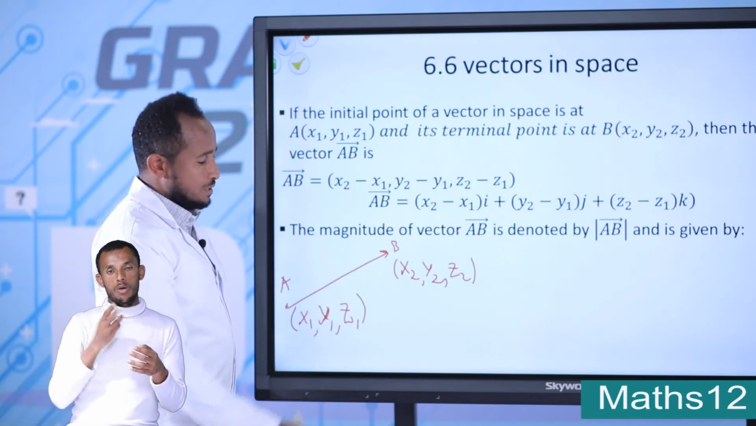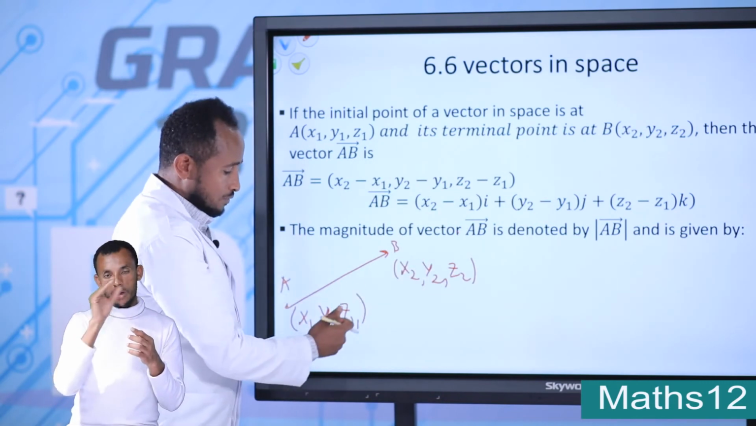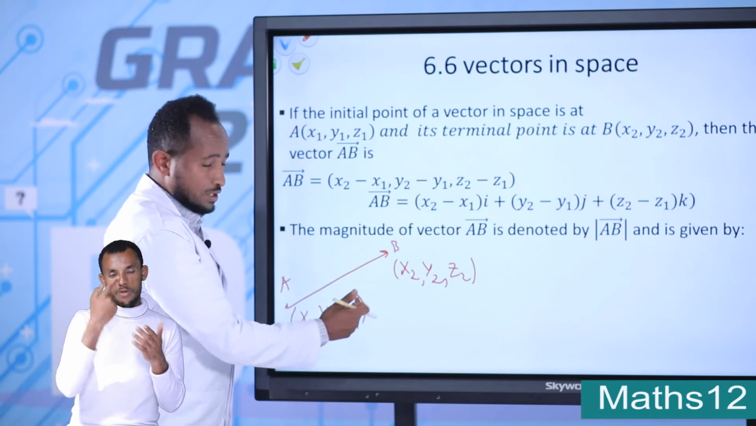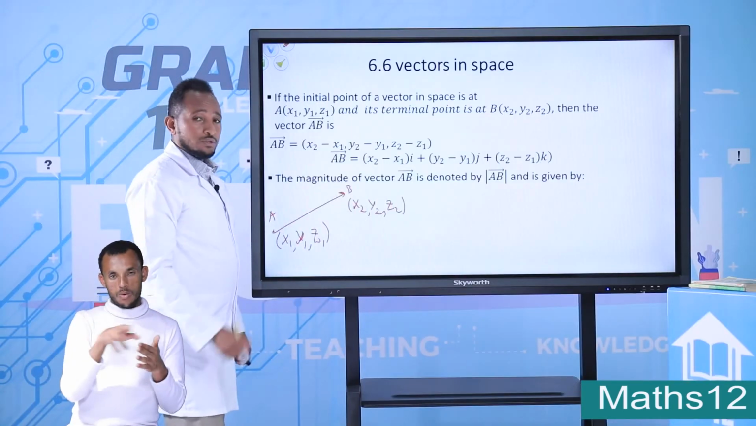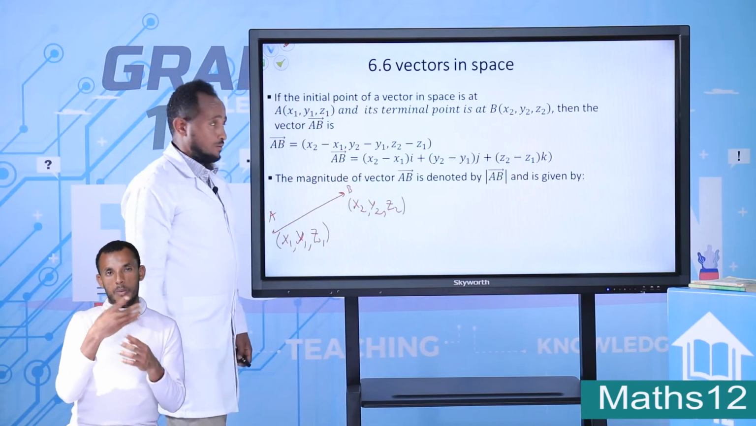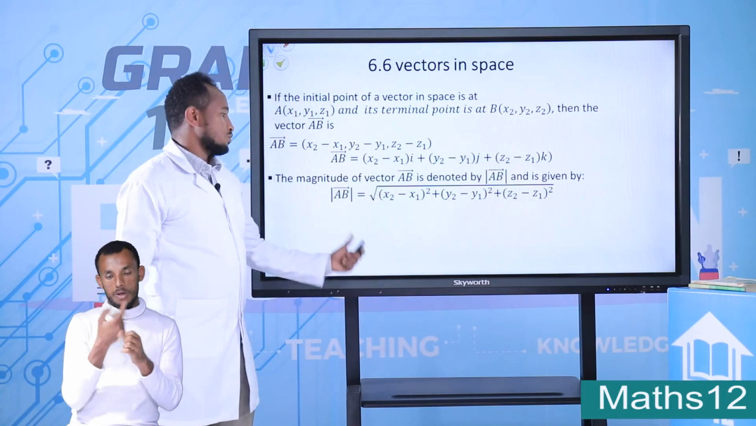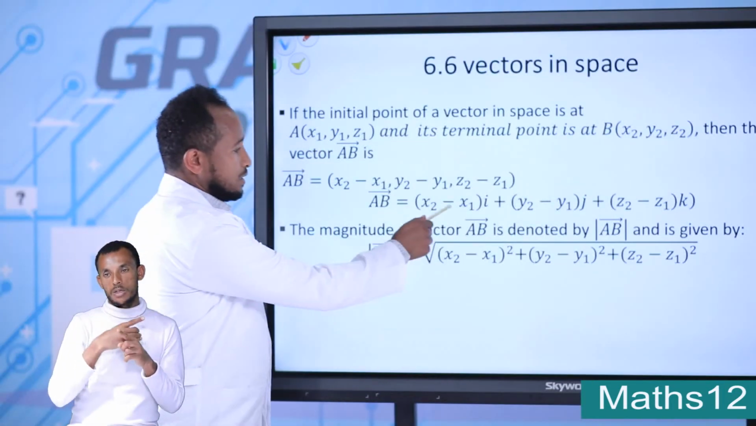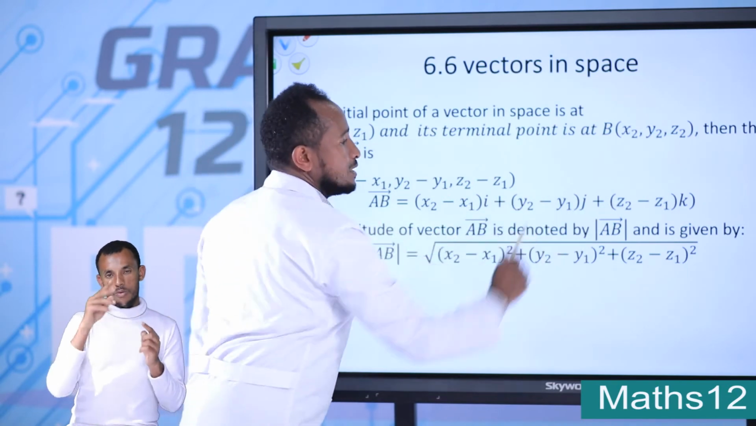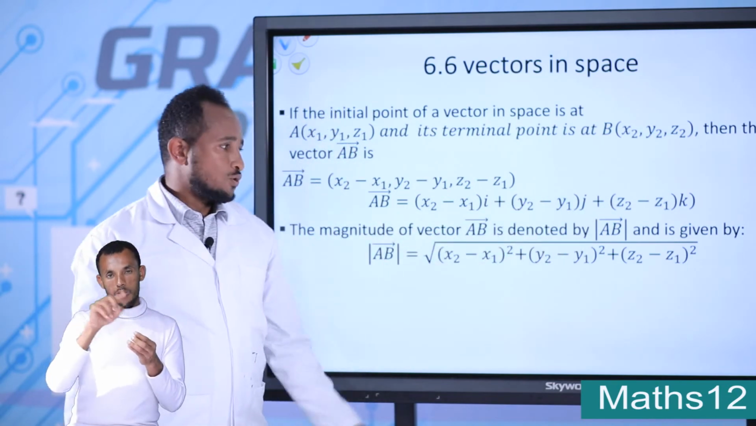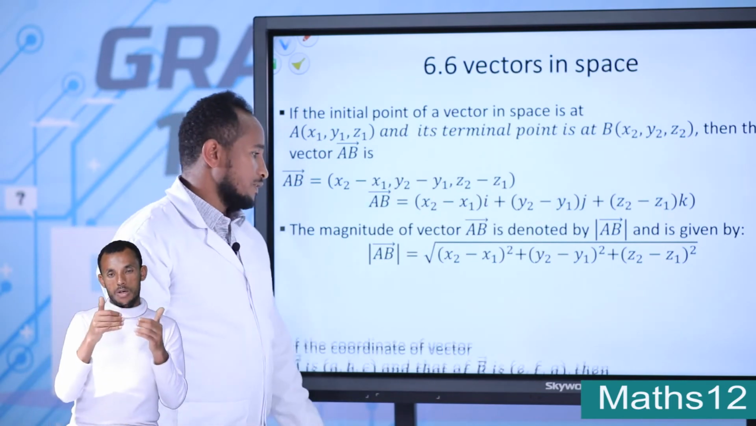The distance formula says take the difference of the x values and square it, take the difference of the y values and square it, take the difference of z2 and z1 and square it, and take that result under a square root. So the magnitude of AB is the square root of (x2 minus x1) squared plus (y2 minus y1) squared plus (z2 minus z1) squared. We can use this equation to calculate the magnitude of the given vector.